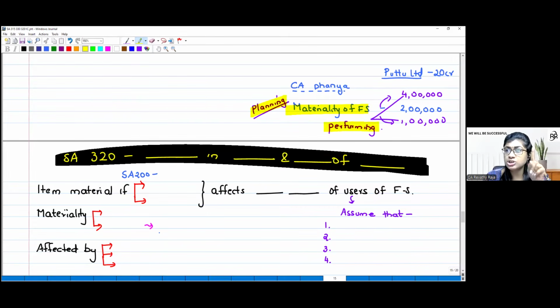Performing phase she will revise. So materiality is there in 2 phases. Can you say which are the 2 phases? Planning and performing.